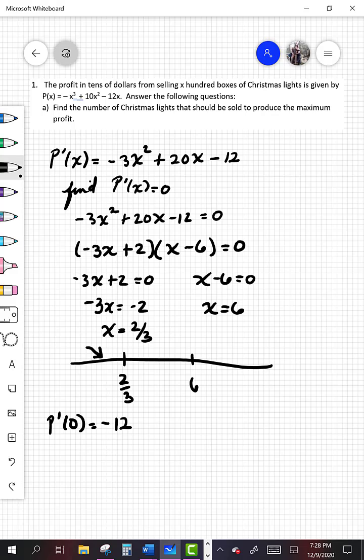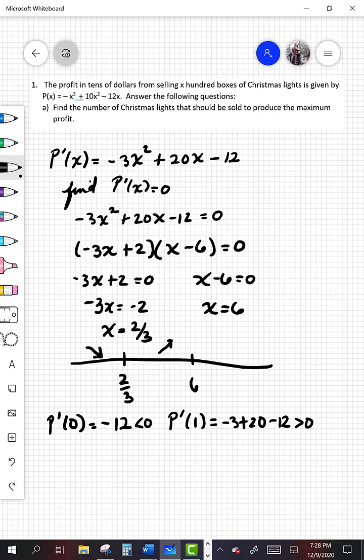Choose a number between 2/3 and 6. So how about P'(1)? This gives us -3 + 20 - 12. This number is greater than 0, so I know it's increasing. So 2/3 is a minimum, and I'm trying to maximize this profit.